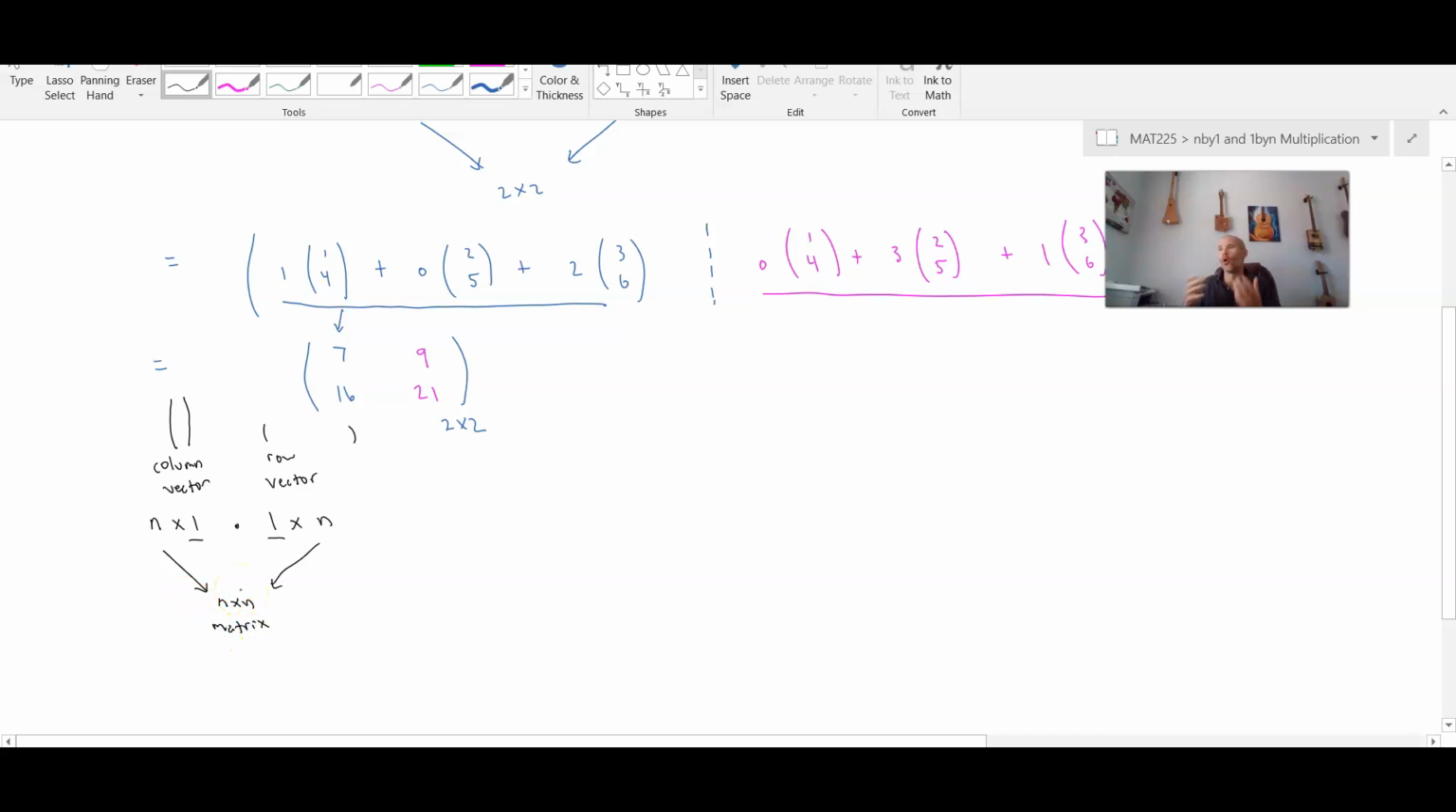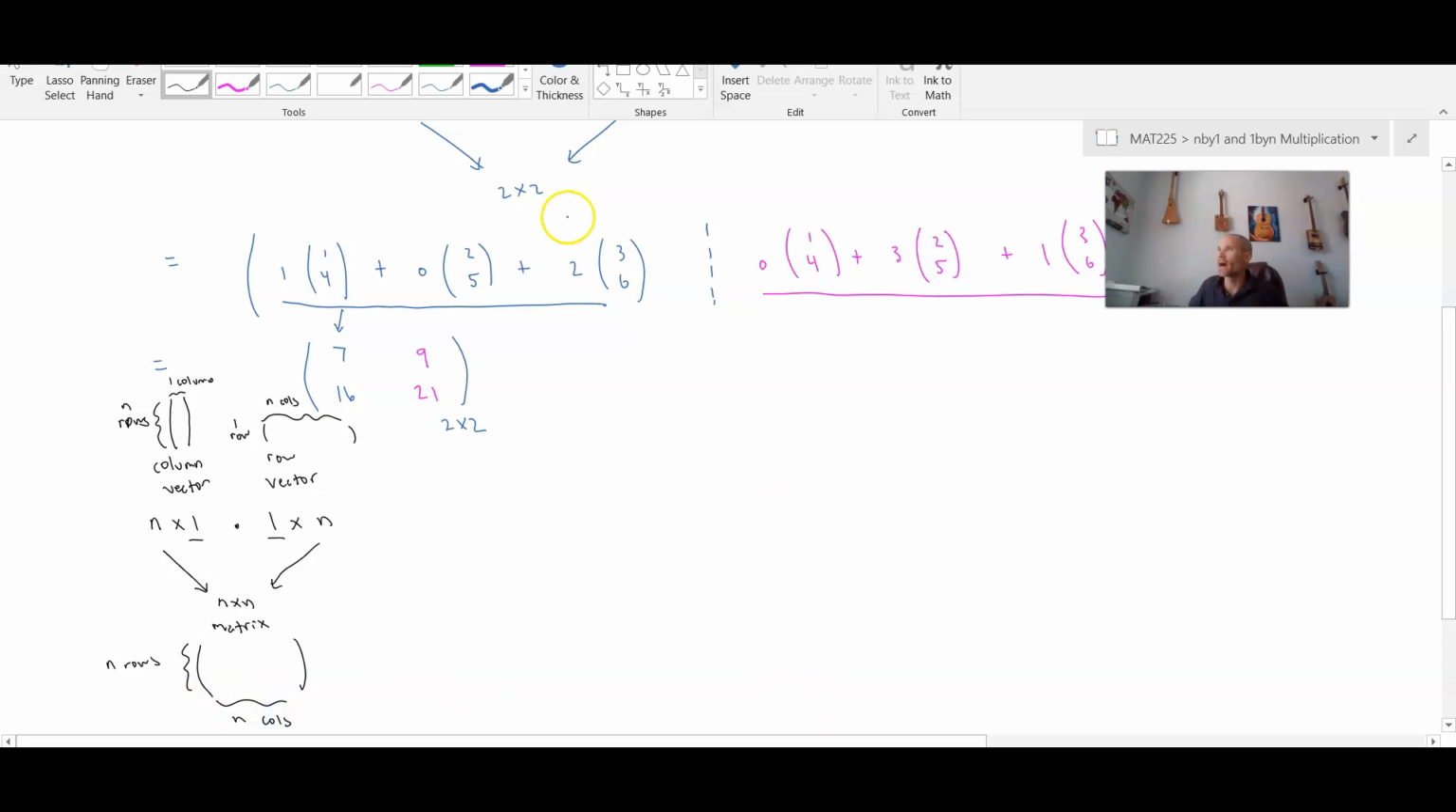Now, vectors are matrices in their own right. Vectors are matrices, but not all matrices are vectors. Matrices do not necessarily have to have one row or one column. So this is going to be an n by n matrix. Here we have n rows and one column. Here we have one row and n columns. And here we're going to have n rows and n columns.